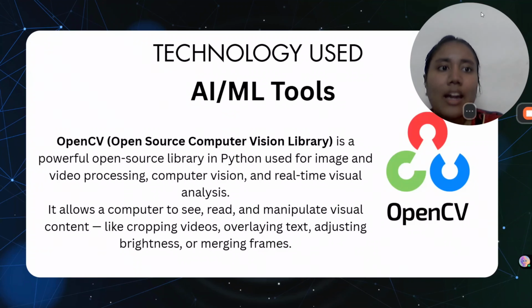The third thing and a major thing is OpenCV. OpenCV stands for Open Source Computer Vision Library. It's a powerful open source library in Python used for image and video processing, computer vision, and real-time visual analysis. It allows a computer to see, read, and manipulate visual contents like cropping videos, overlaying text, adjusting brightness, and merging frames.